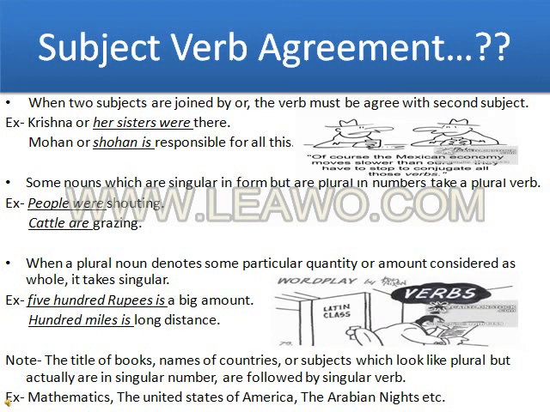And last, the titles of books, names of countries or subjects which look plural but actually are singular in number are followed by a singular verb. For example, mathematics, United States of America, the Arabian Nights. These are words which seem plural but actually they are singular. Mathematics is one subject. The United States of America is one country. The Arabian Nights is the name of one book. So whenever we get this type of word, we will use the singular verb. Other examples are civics, physics, economics, and a lot more. The United Kingdom, the United Arab Emirates, and a lot more.